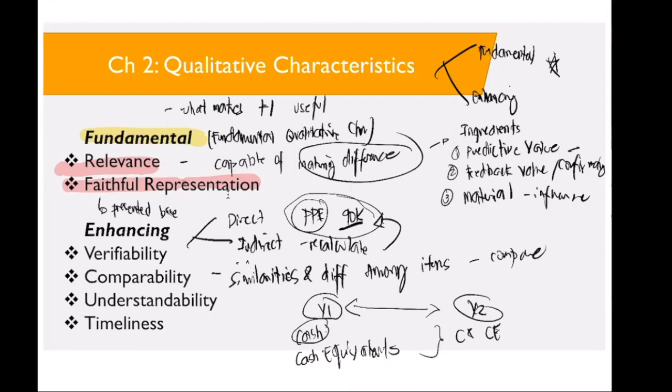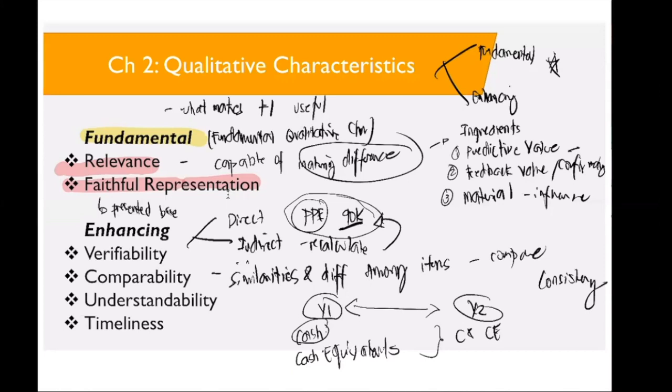So what is the important characteristic of comparability so that we can see the similarities and differences among items? One important item under comparability is consistency. When we talk about consistency, you try to make use of the same methods. You try to make use of the same accounting for a particular item.